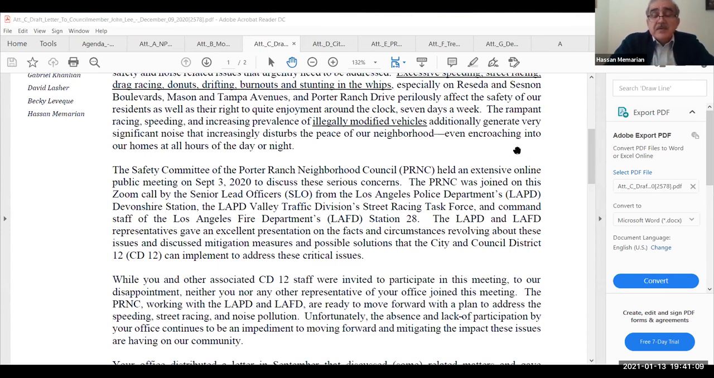I read the letter very carefully. It's a well-written letter. You did incorporate, as I said, a lot of the comments that were made last time. Really appreciate it. I think the tone is very appropriate. It's not insulting, but it does present certain facts about the fact that Porter Ranch Neighborhood Council and Porter Ranch community does need more support from our CD12 office. And I think all those points have been made very clear. So I fully support the letter as it is, and I think we should send it to the councilman's office.